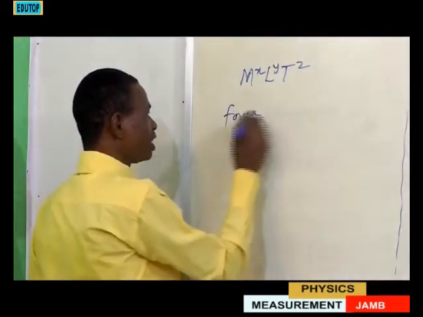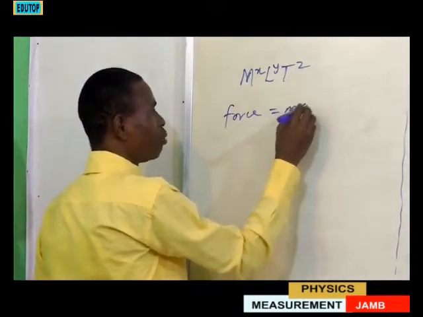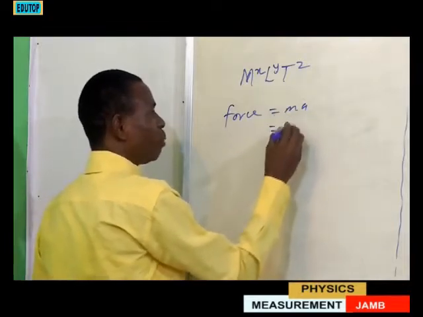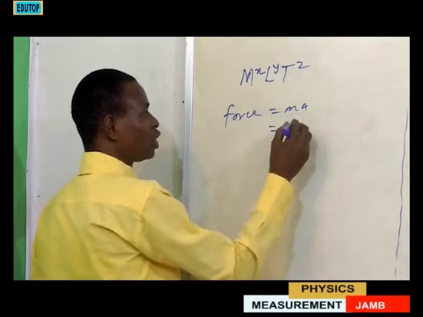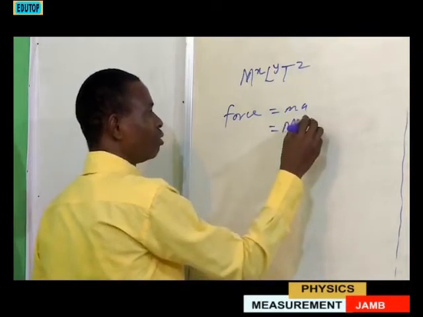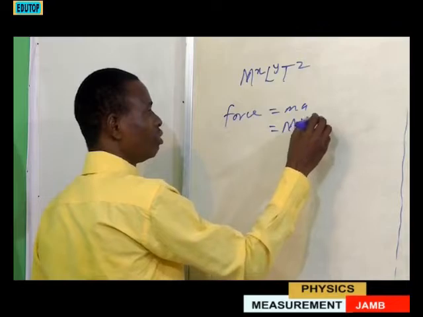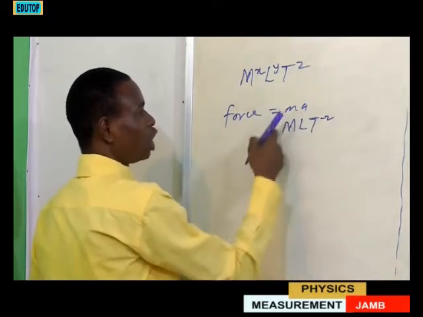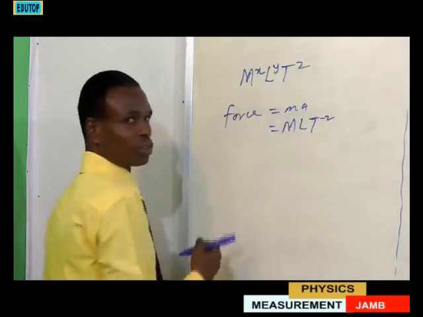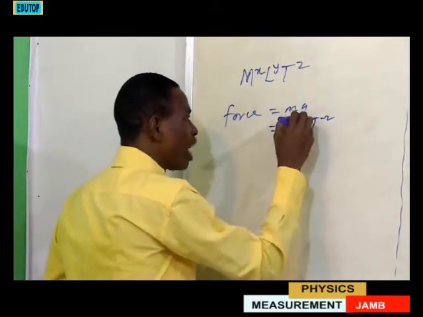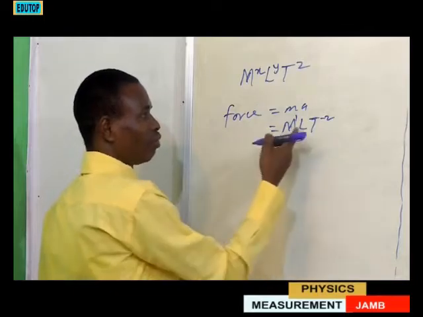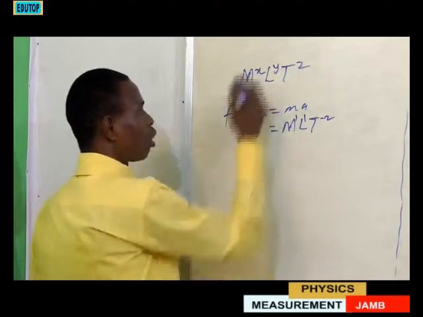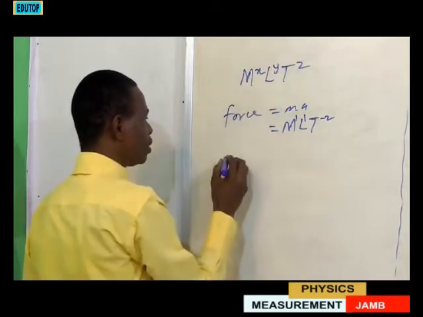Force. What is the dimension of force? Force is equal to MA. I'm taking it from the beginning now. Dimension of mass is capital M. Dimension of acceleration is L, T raised to the power minus 2. This is now the dimension of force. The power here is 1. For L, the power is also 1.